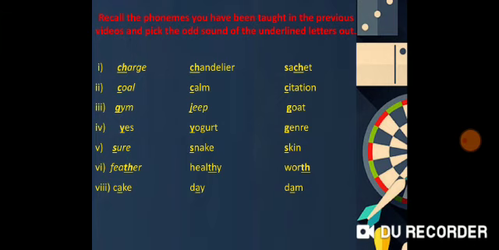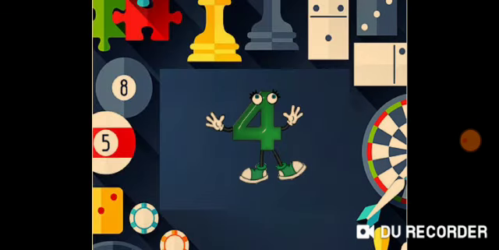So for example, let's do the first one. Charge, ch is underlined here, and the next words are chandelier and sachet. In the first one, ch is giving the ch sound, and in the next two it's giving the sh sound. So here the odd one is charge with the ch sound. In the same way you have to do the rest of the words.